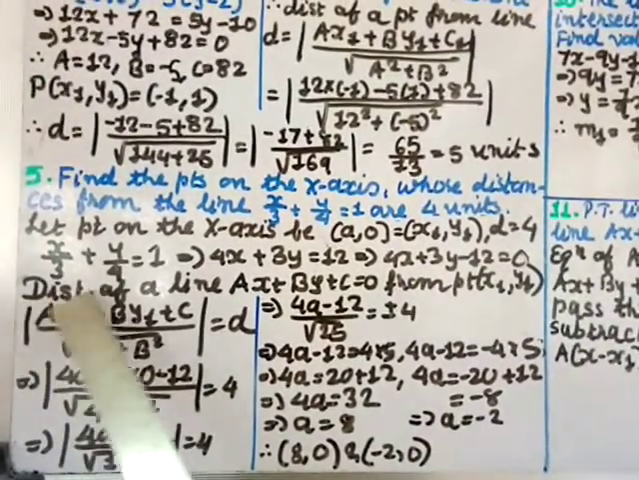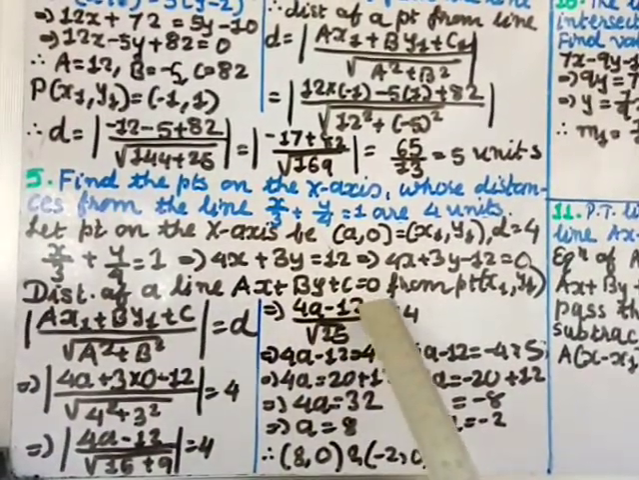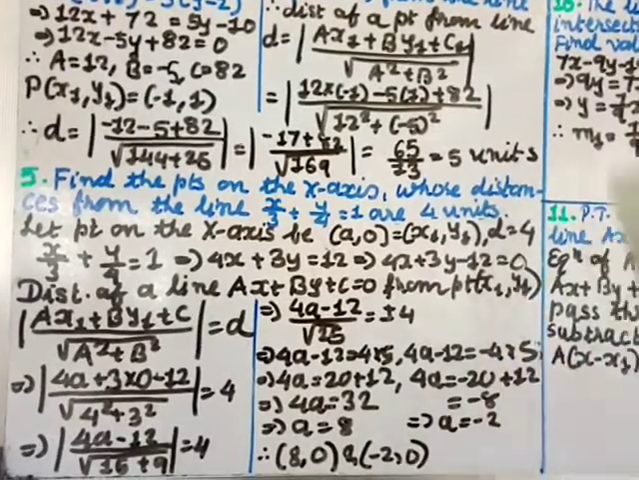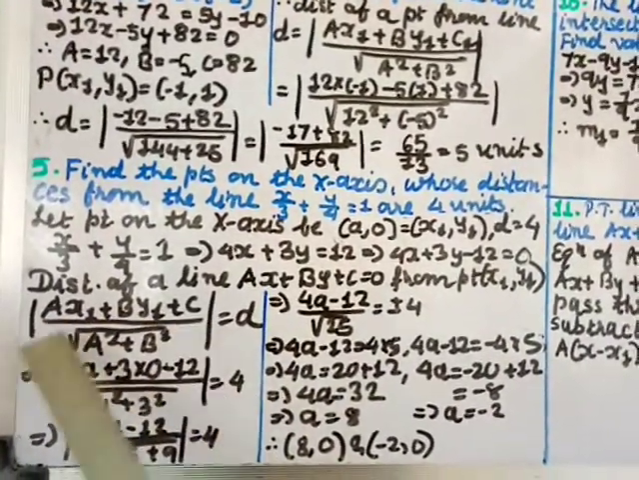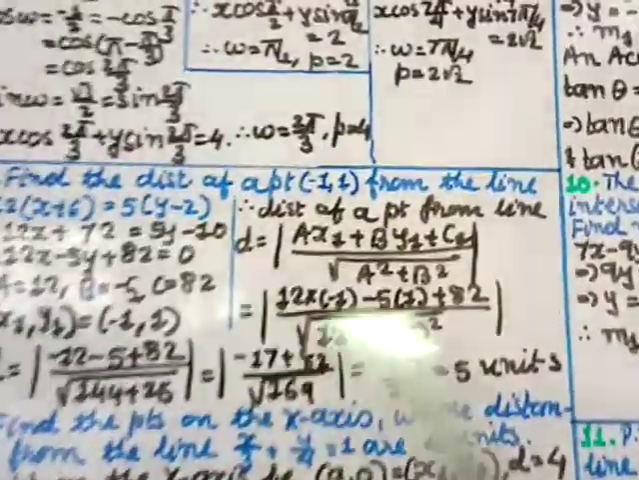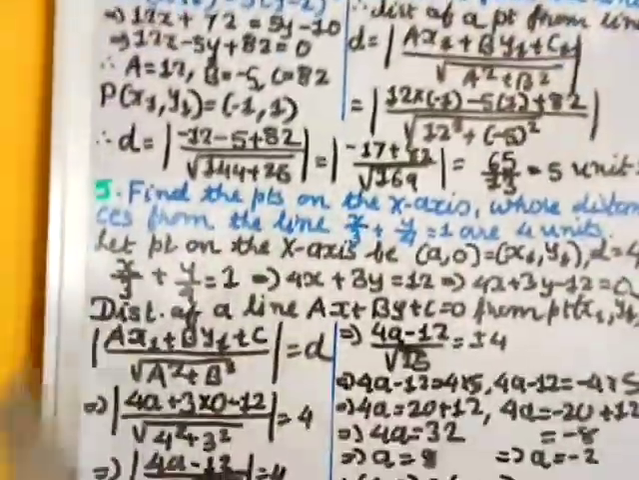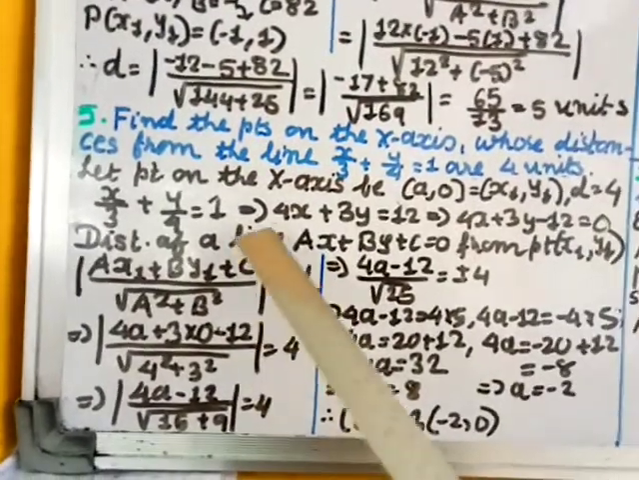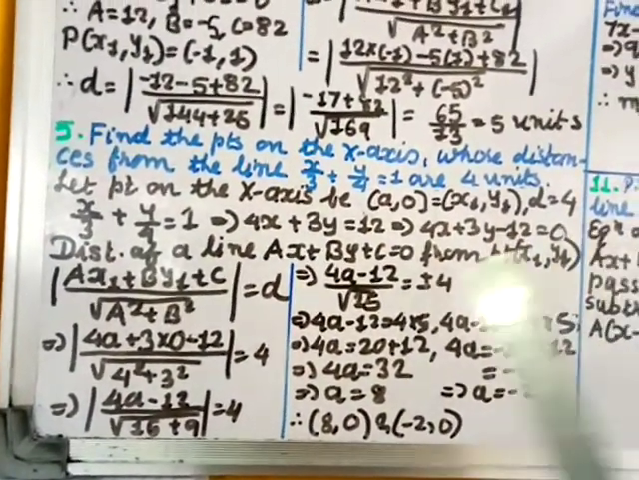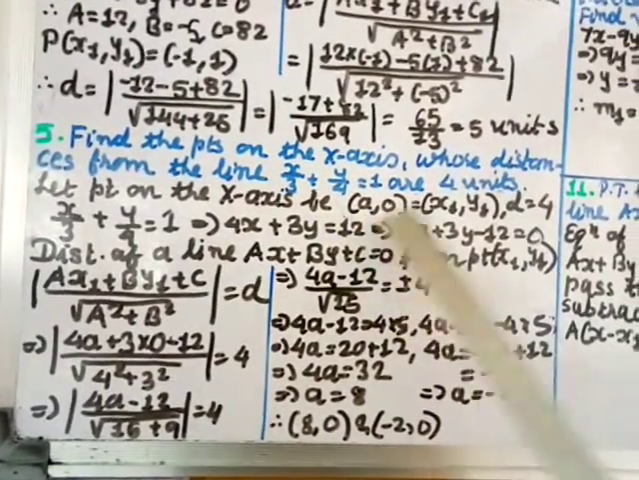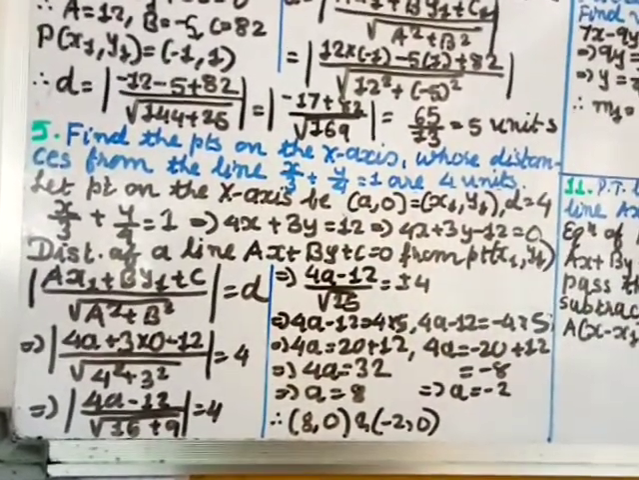Now the distance of a line ax + by + c = 0 from a point (x1, y1) is given by the formula d = |ax1 + by1 + c| divided by square root of a square plus b square. Same one. Now let us place the values. Here a is 4, b is 3 and c is minus 12, and (x1, y1) we are assuming as (a, 0) and the distance d is given to you as 4.